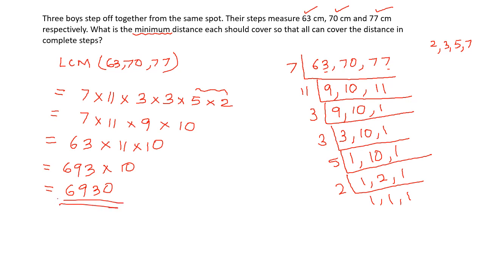I hope you remember multiplication by 11. I had told you earlier how to multiply easily using 11. So you have to use that method and then you'll get 693 into 10 is 6930. So the LCM of all these will be 6930. So after 6930 centimeters, all these people will be together again. If you want to convert, you can write 69 meter and 30 centimeter.